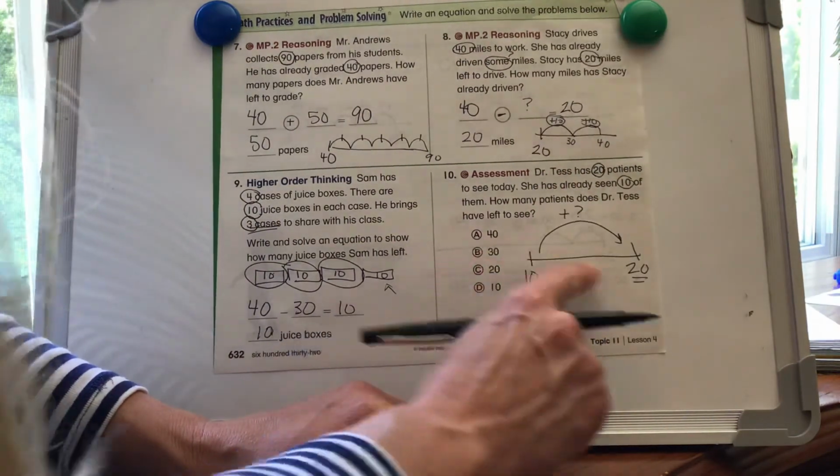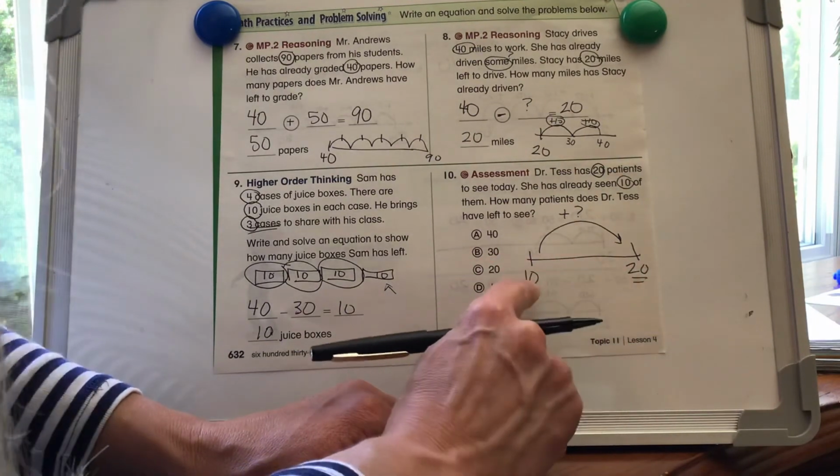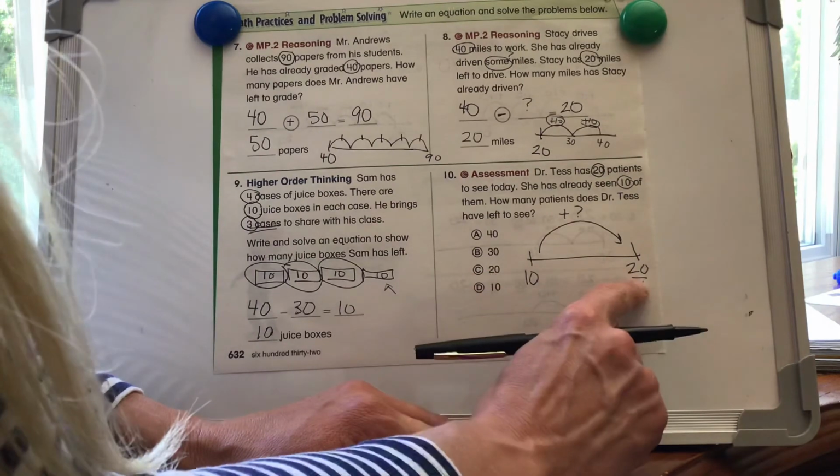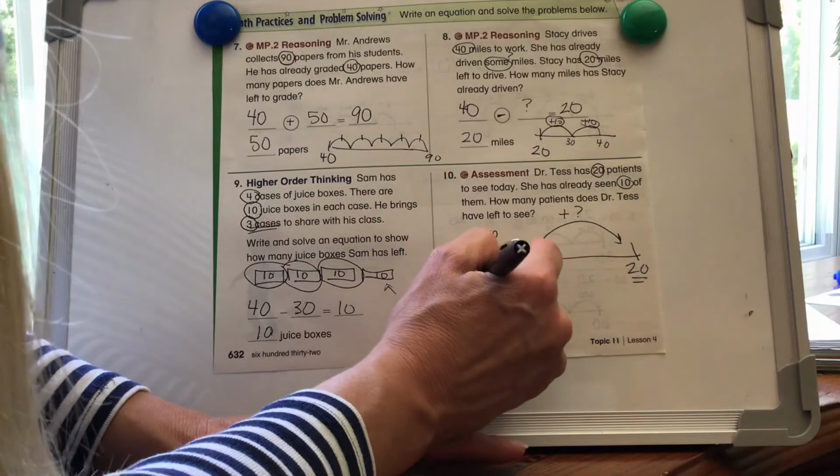Well, does 10 plus 40 equal 20? No. Does 10 plus 30 equal 20? No. Does 10 plus 20 equal 20? No. Does 10 plus 10 equal 20? Yes. So there's our assessment.